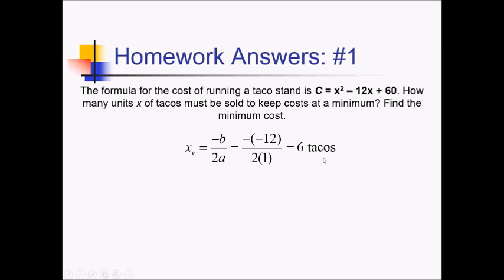And then to find the actual minimum cost, we plug 6 into the C function here. So we have 6 squared minus 12 times 6 plus 60. I could use a calculator, but let me just do this out. So we have 36 minus 72, that's negative 36. Negative 36 plus 60 gives us 24, so that's $24.